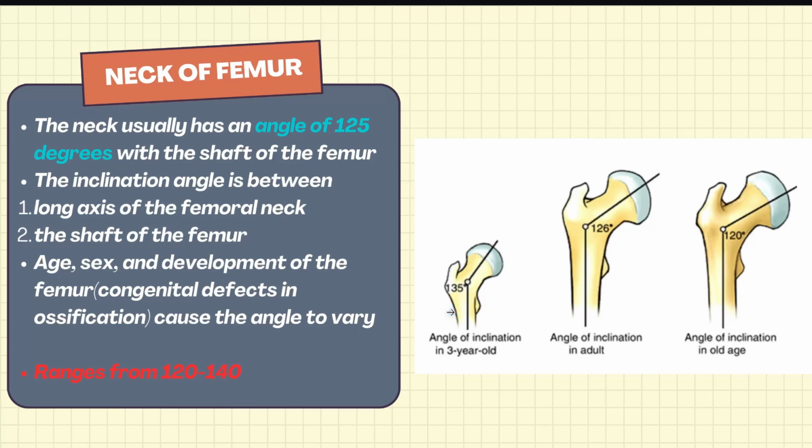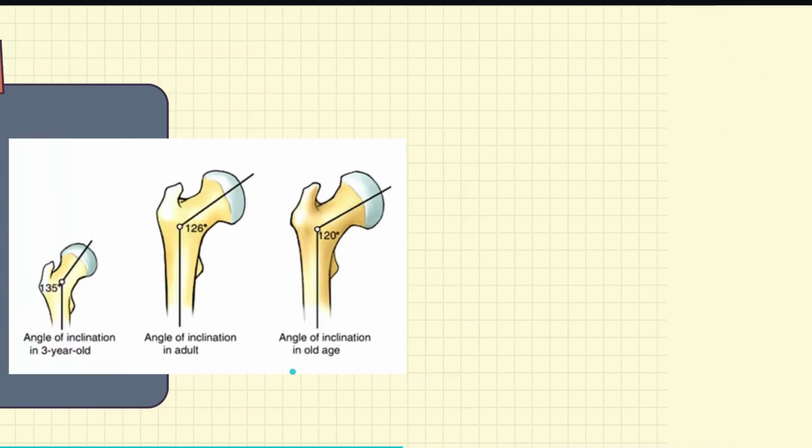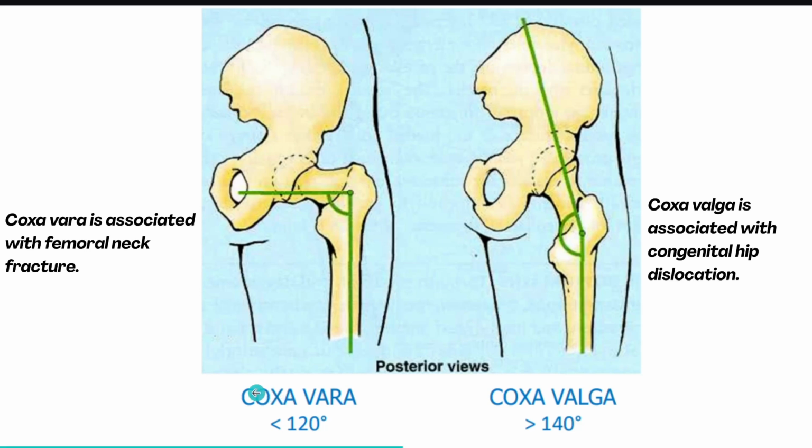This differs around age 6 with development of the femur. However, the range should be around 120 to 140. If you have a range over 140, it's called coxa valga, and it's going to look something like this. And if it's under 120, over here it's like 90 degrees, it's called coxa vara.